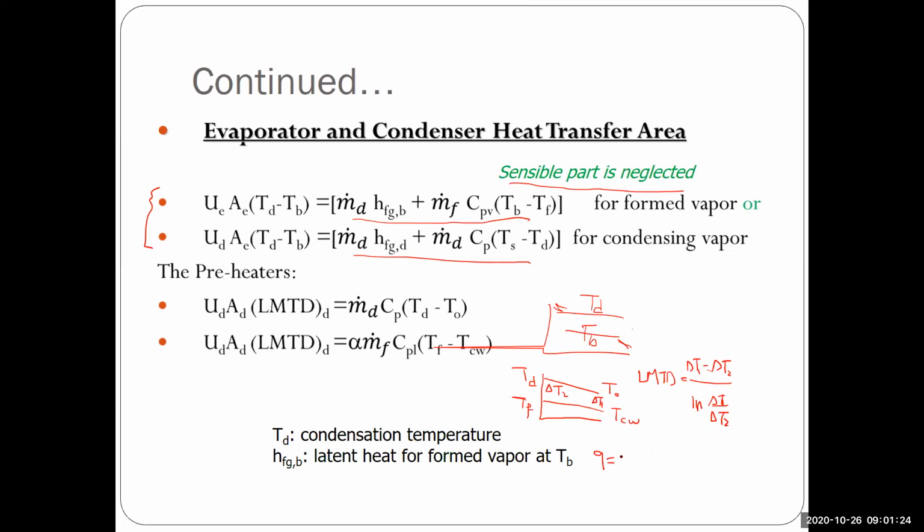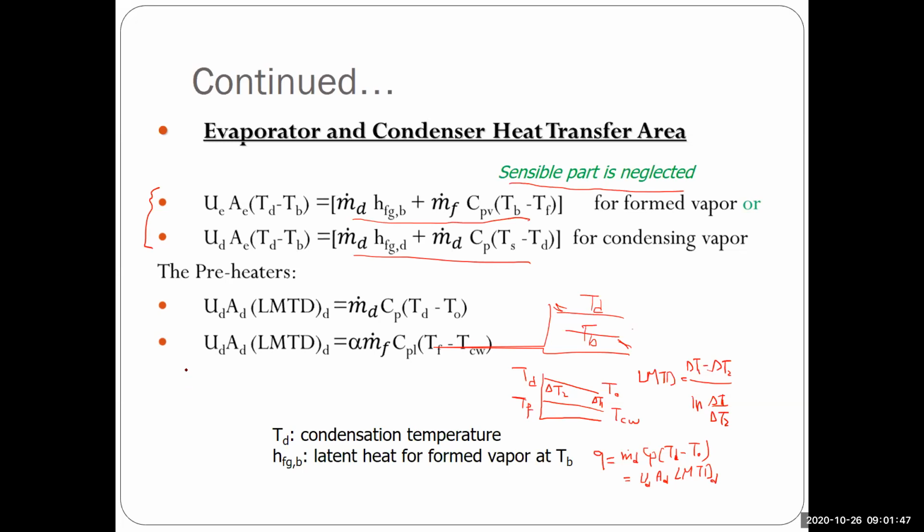definitely the m dot distillate Cp times T distillate minus T naught. This is in balance with the overall heat transfer coefficient for the distillate heat exchanger times the area of the distillate heat exchanger times the log mean temperature difference of the distillate heat exchanger.